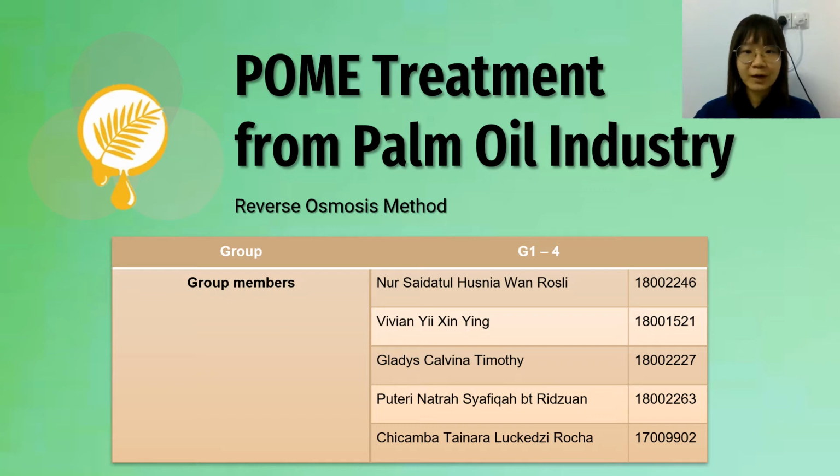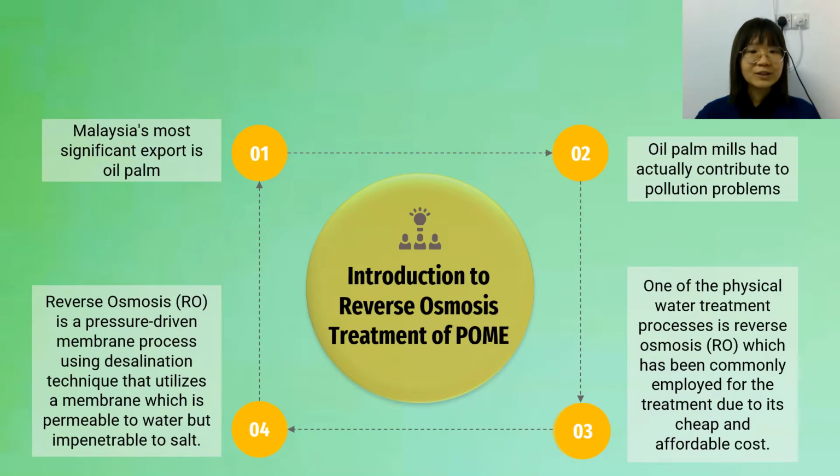We are from G1-04 and our project title is POME Treatment from Plant Oil Industry. Malaysia's most significant export is palm oil, and palm oil mills have actually contributed to pollution problems.